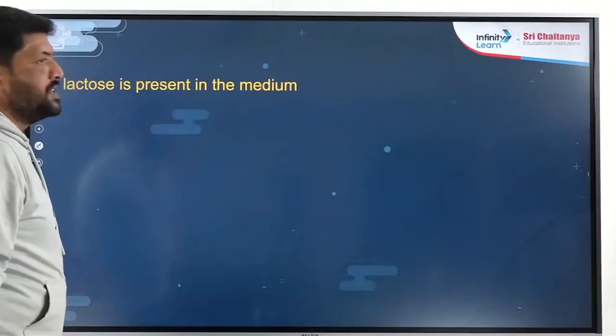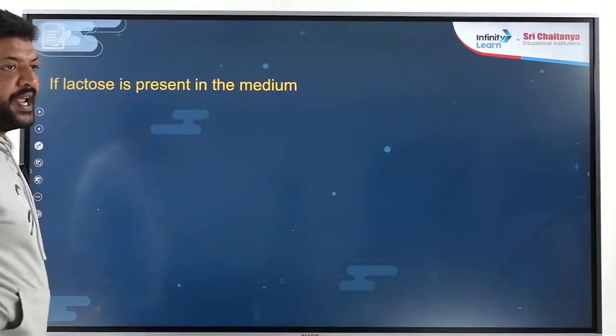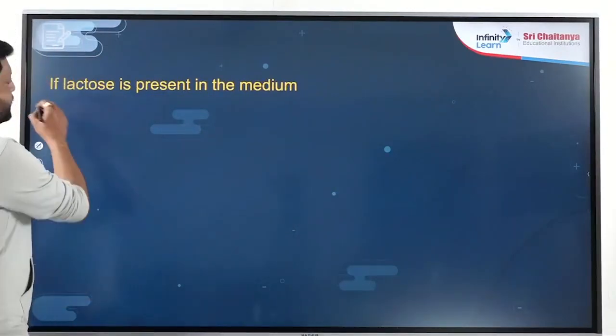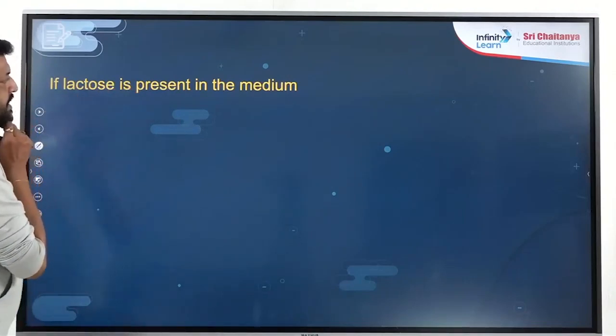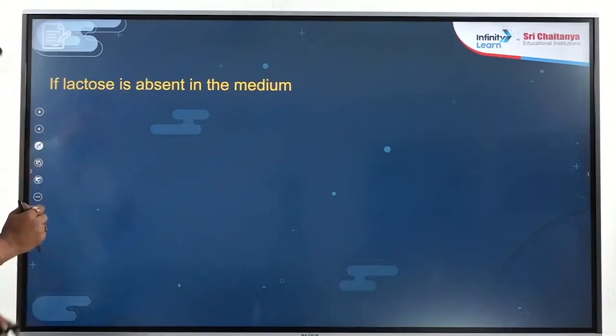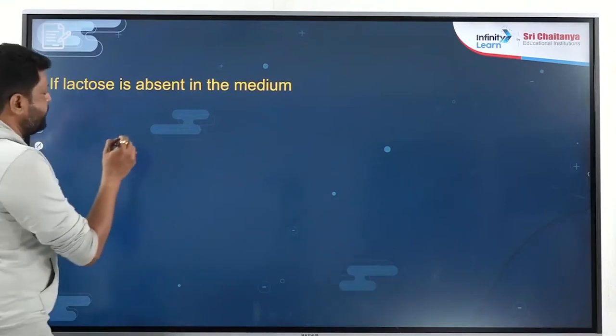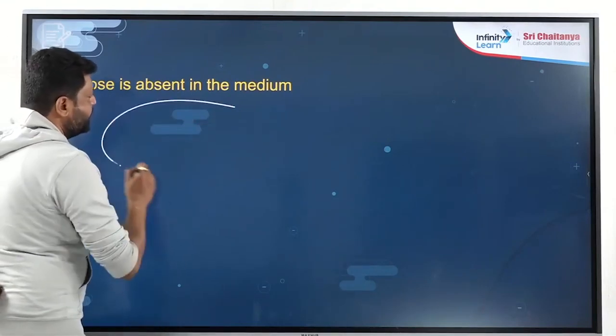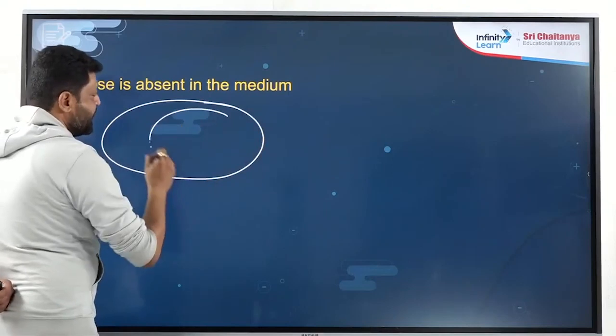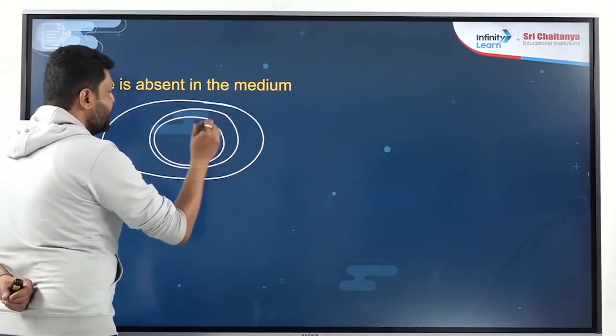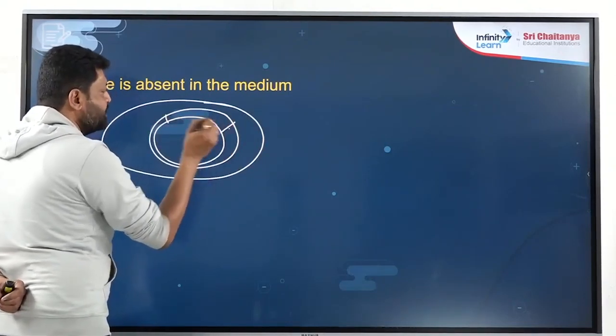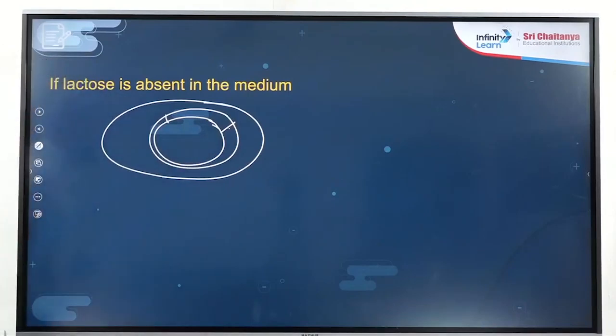Next, this is the time you require, so I will explain in detail. First we'll go for when lactose is absent in the medium. Have a look here. This is the bacterium, the bacterial DNA. I told you it has operons. An operon means a cluster of structural genes and regulatory elements.